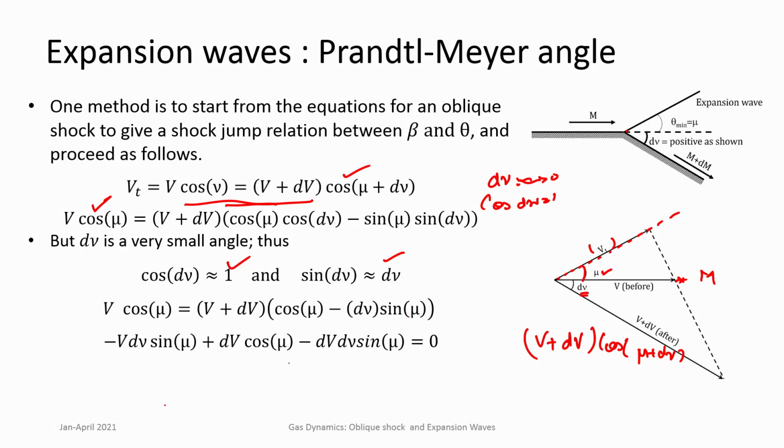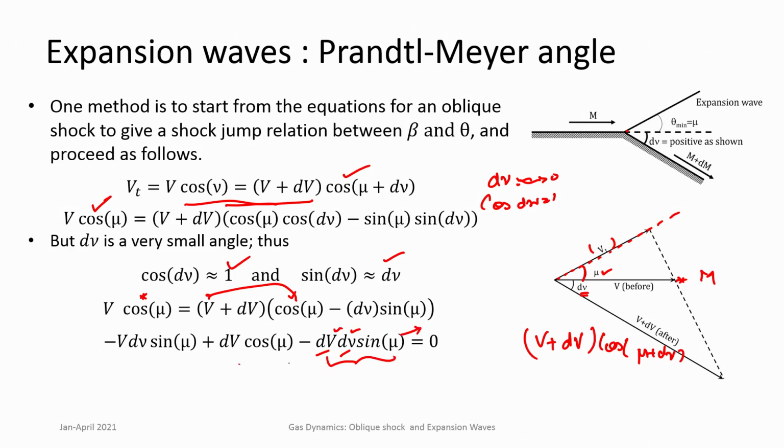From here there is a V cos mu term on one side and a V cos mu term on the other, so they cancel each other. And you have this term dV d nu sin mu. Both are small changes, so this is a very high order term. If you multiply small changes together, it becomes very small. So this term is also neglected.